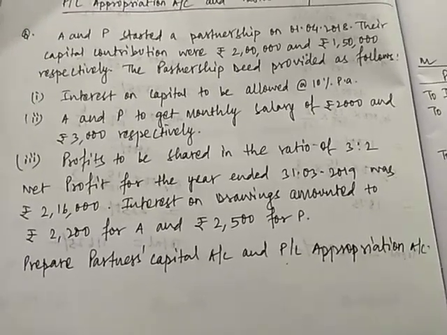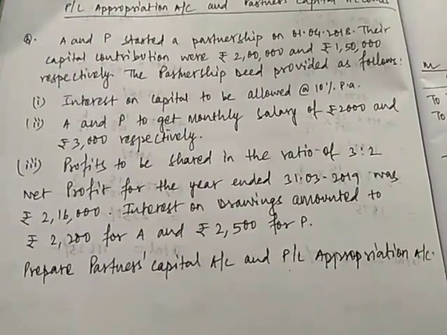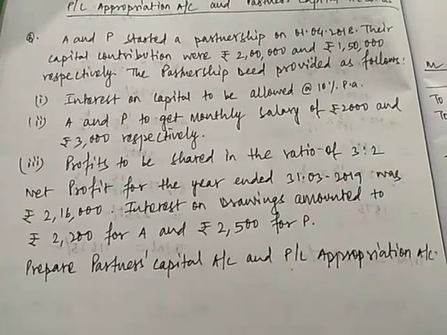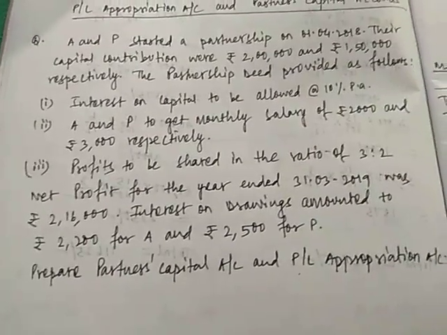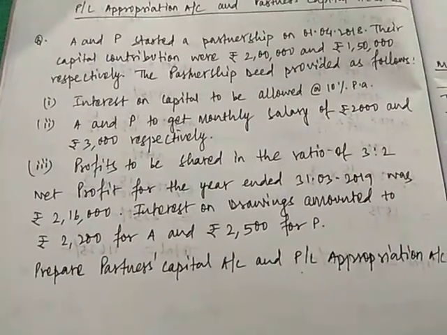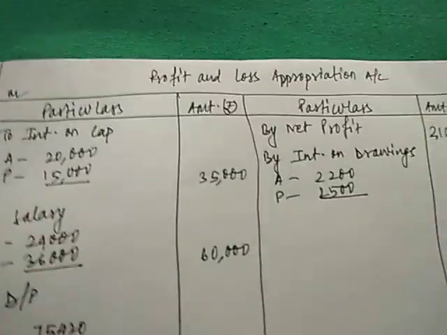You all can see here, this is the question, and I have also solved the question. I will show it to you in detail. You can see here the net profit is 2,16,000. There are two partners A and P, and their PSR, the profit sharing ratio between them, is 3:2. So we'll start the sum with PL appropriation account.